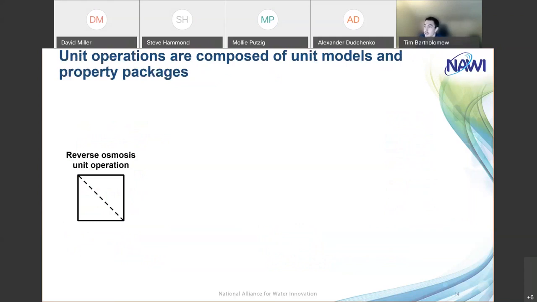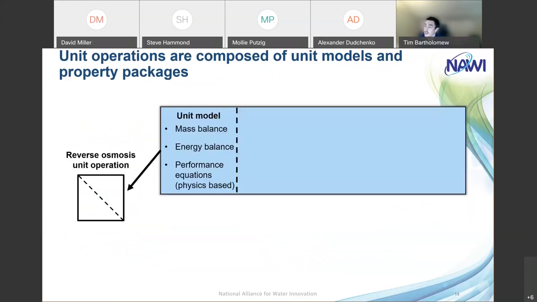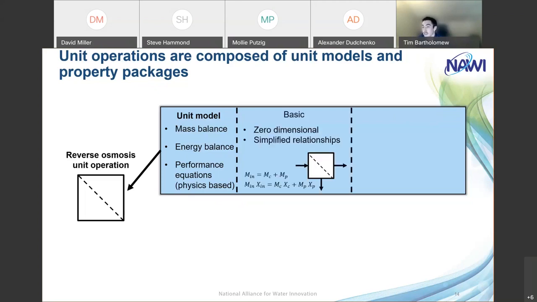like reverse osmosis. Reverse osmosis is composed of both a unit model and a property package. And as I mentioned before, unit models are things like mass and energy balances, and performance equations like the flux calculation or pressure drop. And for ProteusLib, we are going to build multiple levels of detail, so a hierarchical model library. One of the first basic levels could be a zero-dimensional RO model with really simplified relationships, like assuming a pressure drop or things of that sort.